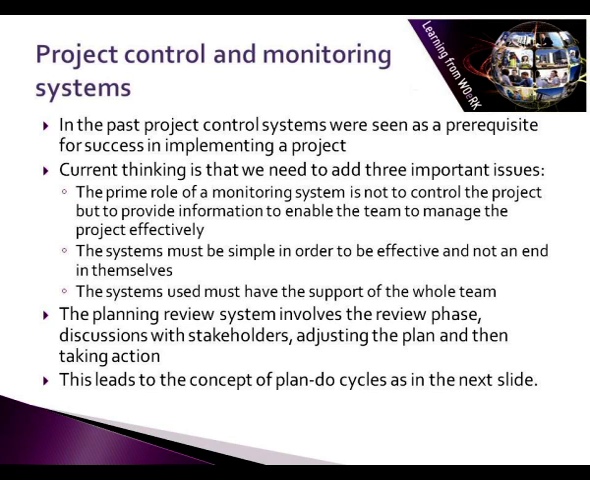Secondly, the systems must be simple in order to be effective, and not an end in themselves. And thirdly, the systems used must have the support of the whole team and not be seen as something you do when you do not have proper work to do. And the planning review system involves the review phase, discussion with stakeholders, adjusting the plan and then taking action. And this leads to the concept of plan-do cycles, which we're going to see in the next slide. But in the meantime, just give some thought to the study questions.